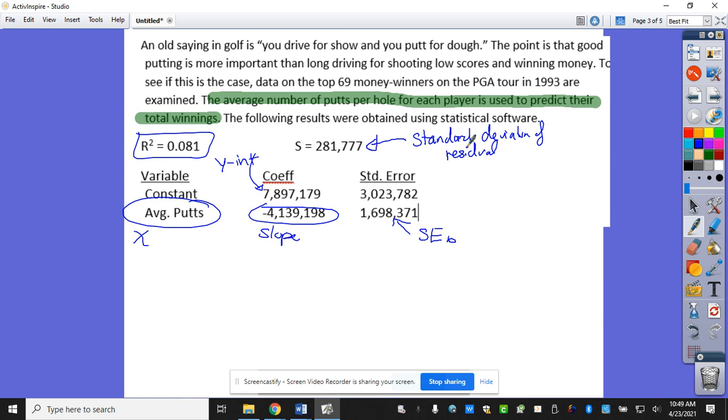So basically, essentially, we were wrong by an average of about that much for each guess. The amount we guessed was off by an average of $281,777 for the different predicted winnings for each player, on average. Questions on that? All right.